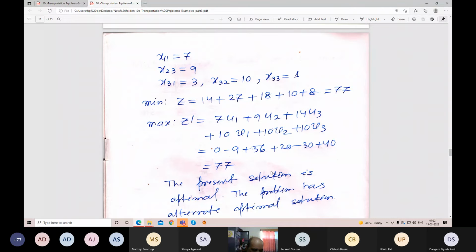So with this, we completed the transportation problem. If you have any doubt, you can ask. After that, we'll move to the assignment problem. Any doubt?